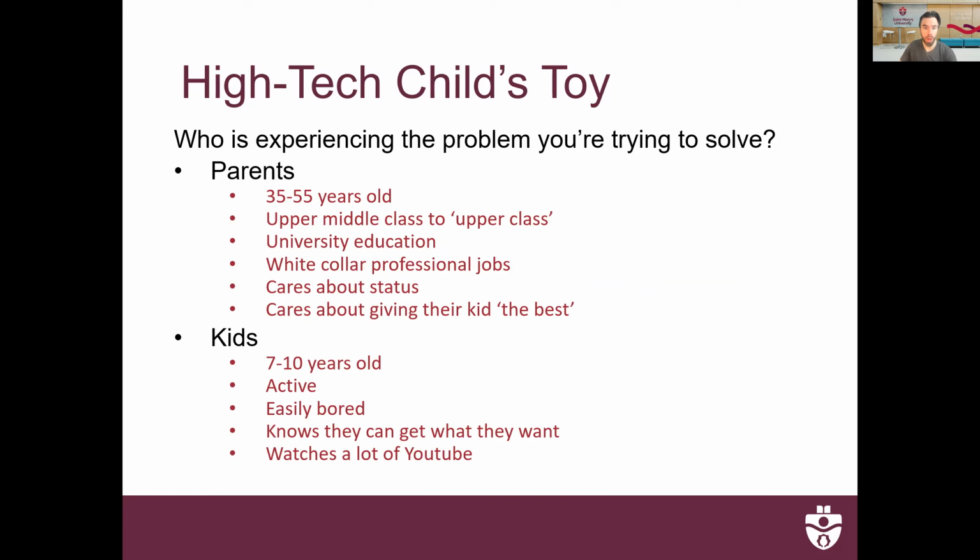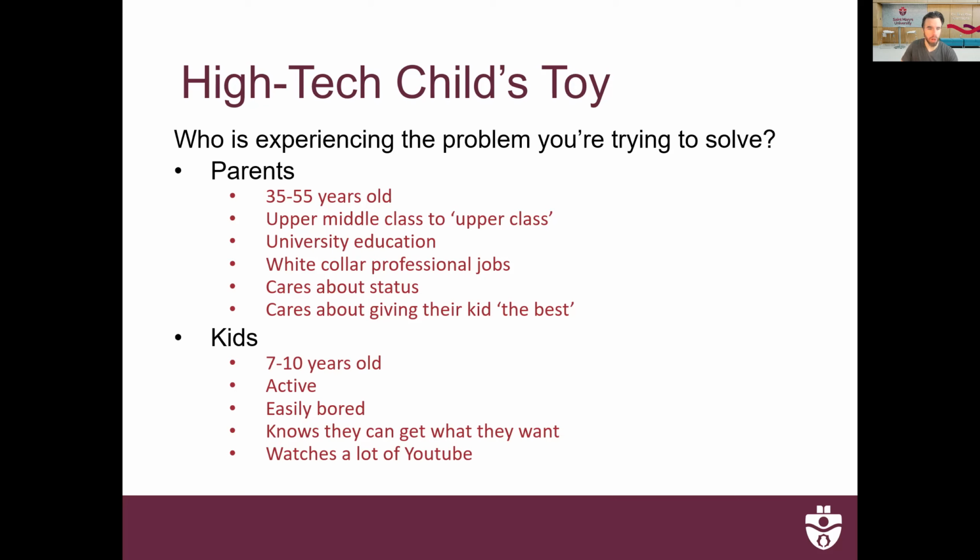So I would describe the parents in this scenario as being 35 to 55 years old, probably upper middle class to upper class, whatever that means. I'm sure there's an economic breakdown of that, but basically, reasonably well-off people who have university education. They have white-collar professional jobs. They care about status, and they care about giving their kids the best. So this goes back to our previous motivation piece.